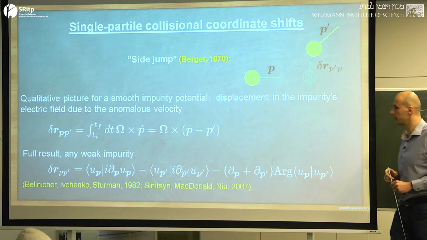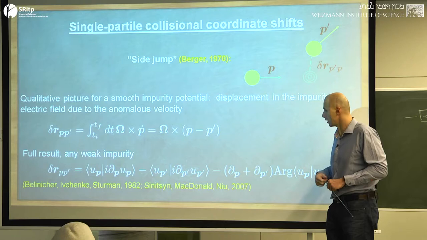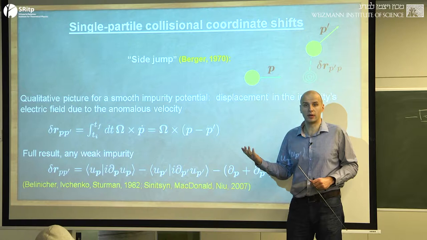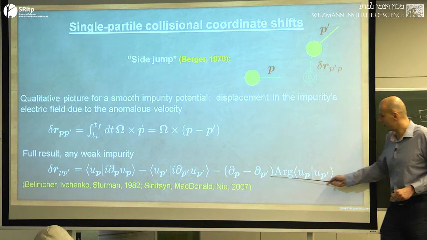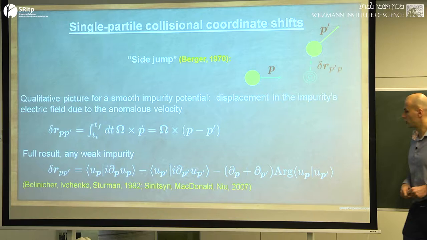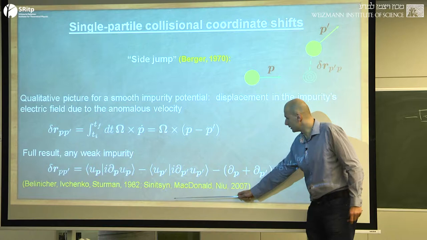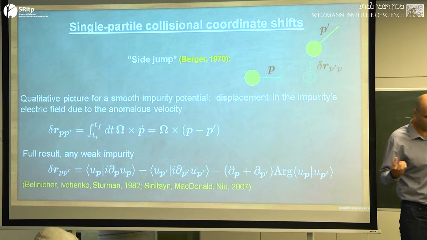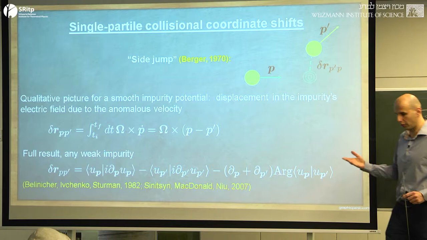Okay, so the expression for this shift is known for a general band structure. It looks like this. Here you recognize the difference in the Berry connections for the final and initial states, except this expression is not gauge invariant. If you change the phase of your wave function, it'll change. So this additional piece basically corrects for that non-gauge invariance of the result, okay? These results were derived long ago, and then again by Nikolai Sinitsyn with Allan MacDonald and Qian Niu. So what I would like you to take from this slide is that scattering in these systems, Berry curved systems or Pancharatnam curved systems, in general means some sort of displacement, okay?